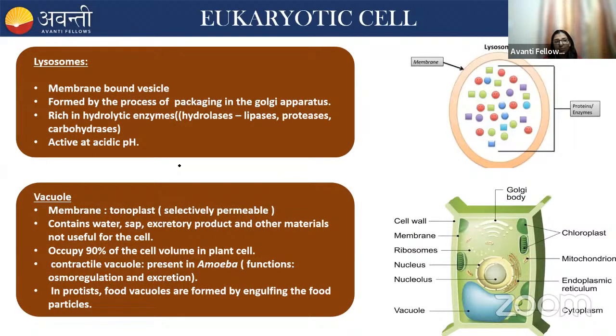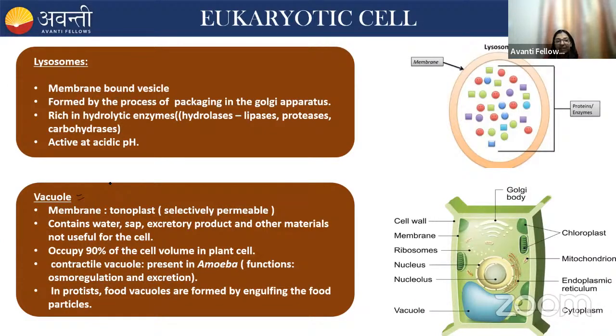Next one is lysosome. Lysosomes are membrane-bound vesicles, and they're formed by the process of packaging in the Golgi apparatus. As I told you earlier, when the vesicles bud out from the trans face of the Golgi, if the vesicle contains hydrolytic enzymes, then that vesicle will function as a lysosome. And the enzymes present in a lysosome are hydrolytic enzymes, so they are active at acidic pH.